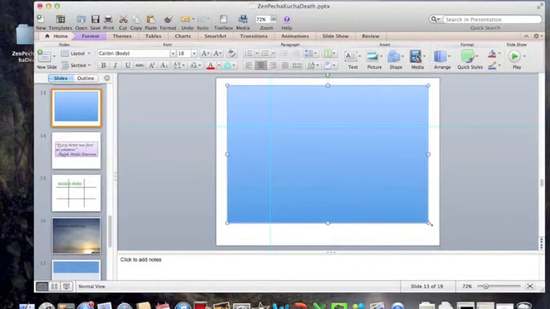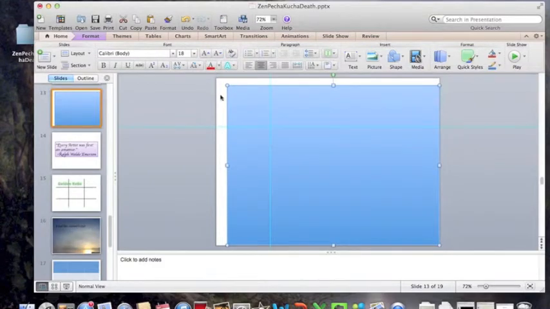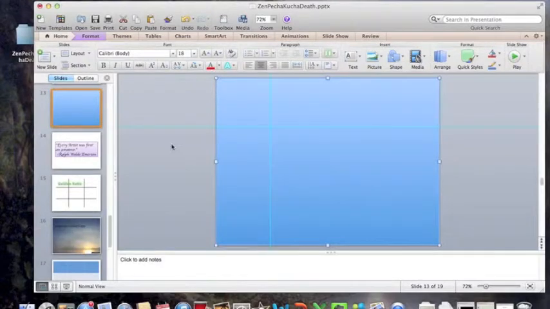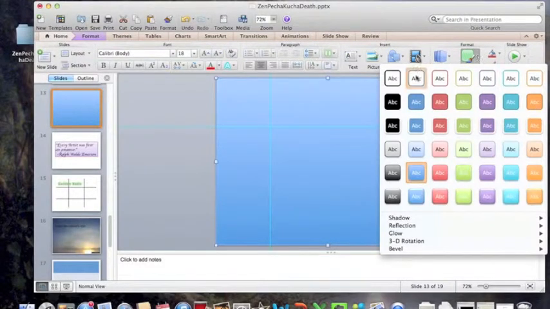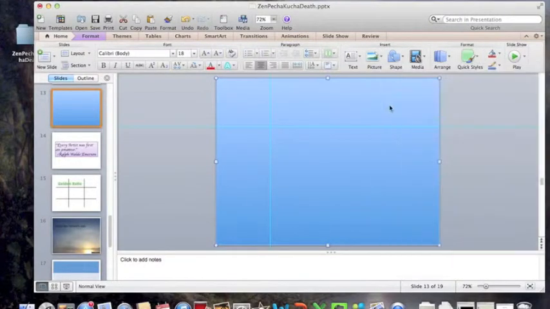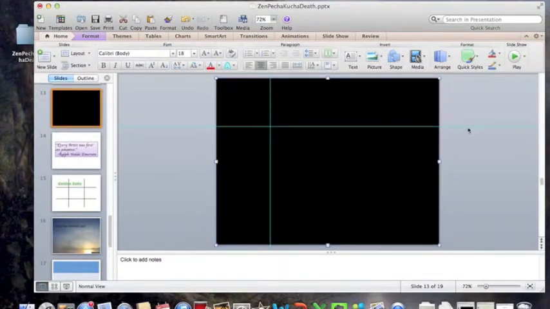You are not limited by some cookie cutter design that says you may not go over the lines. Well, in this case, we decide what the lines are. So I'm covering the entire thing. I'm going to Quick Styles. And we're just going to pick this. And there you have it, the blank slide.